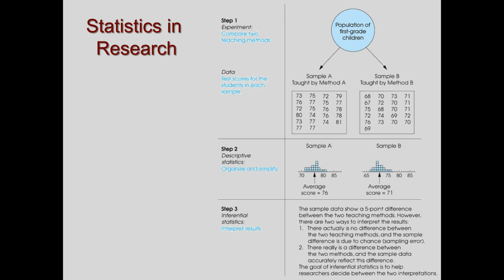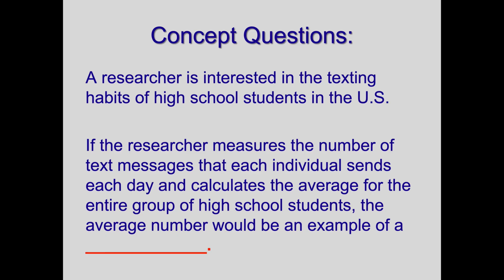The goal of inferential statistics is to help researchers decide which one is the right interpretation. Is the right interpretation that, hey, there really isn't much difference going on here, it's just sampling error? Or is there really a difference between method A and method B? This is the kind of thing that you should know well by the end of the class.